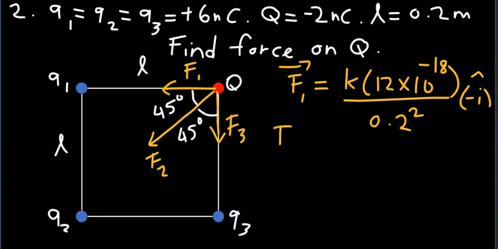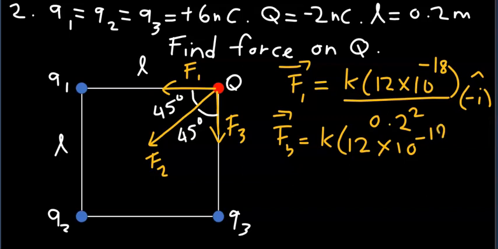Now let's do F3 first. F3 is vertically downward, this one right there. The expression is given again by k times the product of the 2 charges, which is again 12 times 10 to the power minus 18. That is the product of this strength and that strength of charges. The distance is again the length of the square, 0.2, squared.